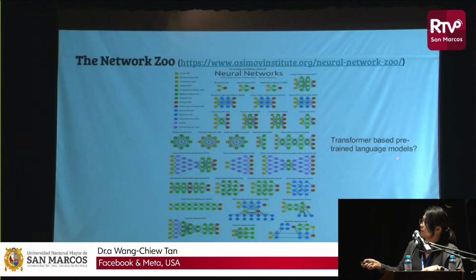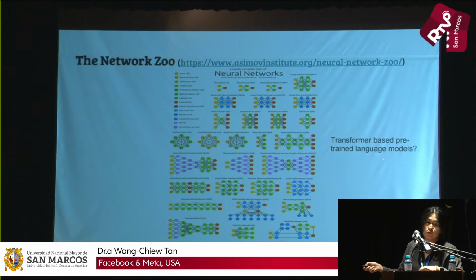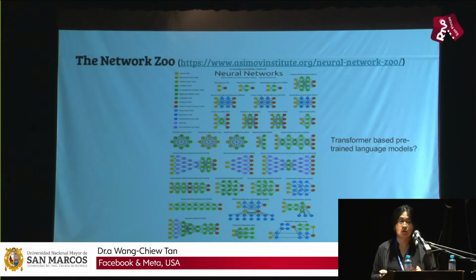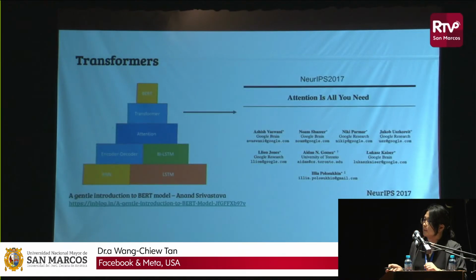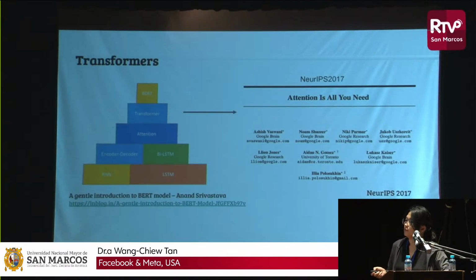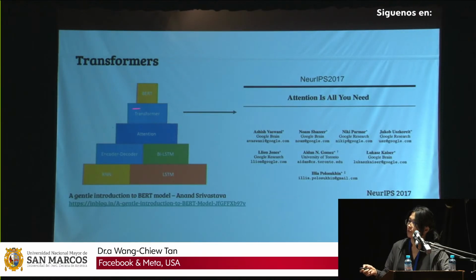One particular model that I will try to explain a little bit more about is the transformer-based pre-trained language models. Right? So, in NeurIPS 2017, there was a very famous paper titled "Attention is All You Need" that described the transformer model. And this is built on top of all the different works that exist prior to that, right? All these different neural network models out there.